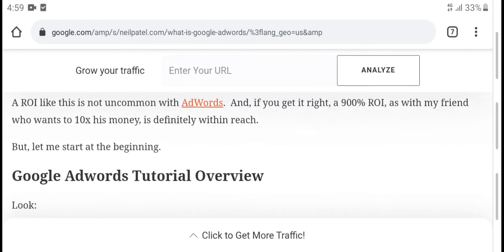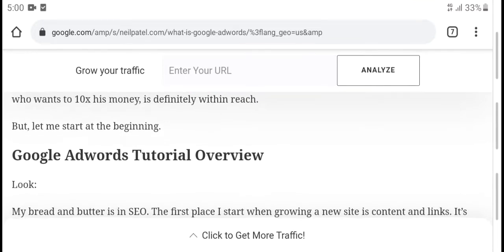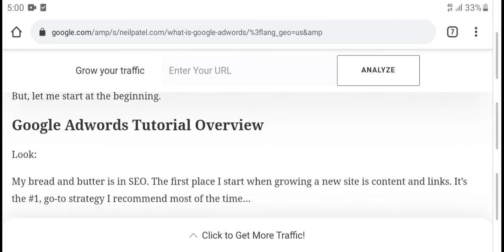and get risk 90% in which friendly went to 10x split money difference, which reached, but you are starting being in Google Ad tutorial overviews.